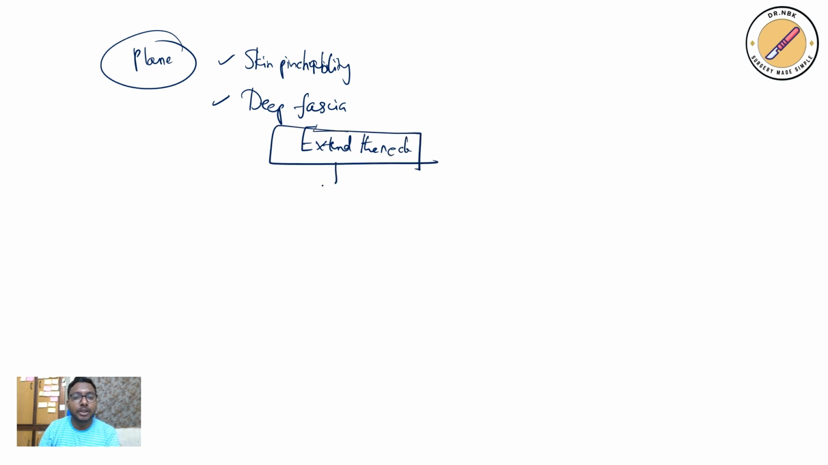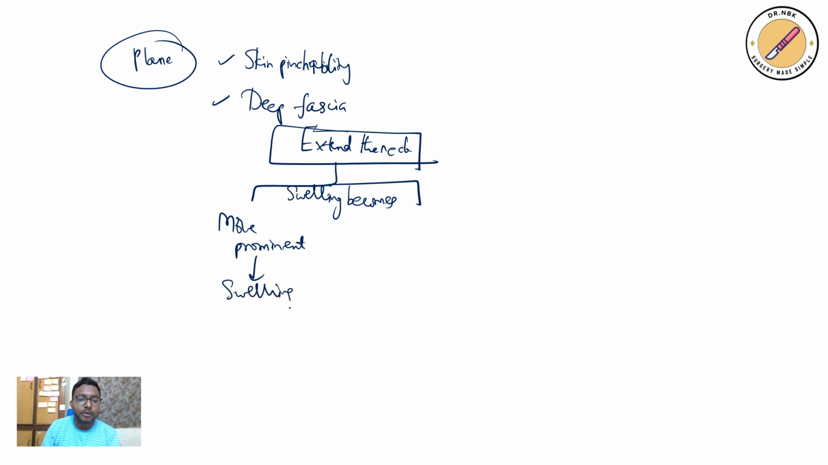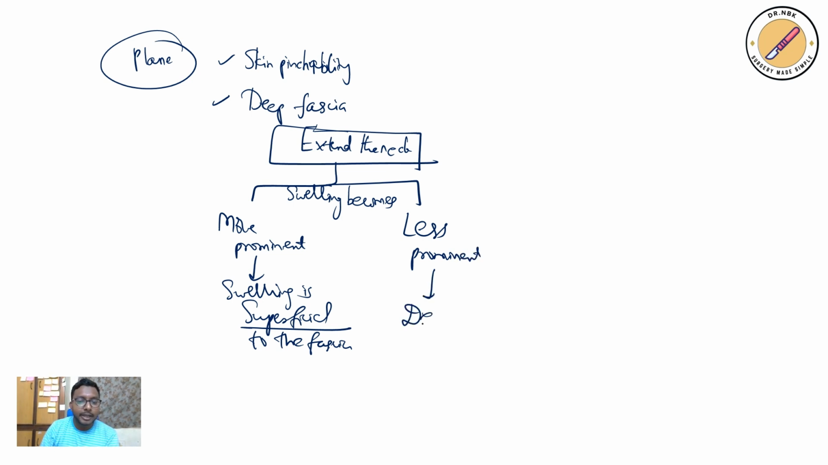Now you need to observe one thing, whether the goiter or the swelling becomes more prominent or less prominent. If it becomes more prominent, whenever you have got this kind of a finding, it means that swelling is superficial to the fascia. Whereas if it becomes less prominent, it means the swelling is present deep to deep fascia. Okay, right. This is the interpretation.